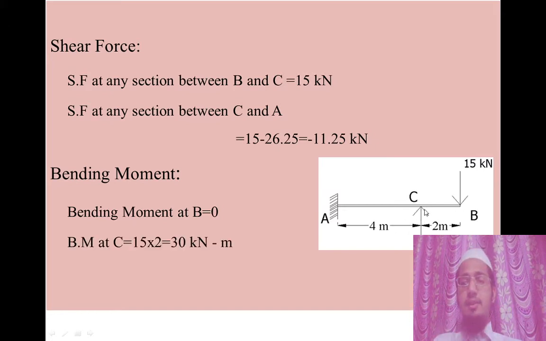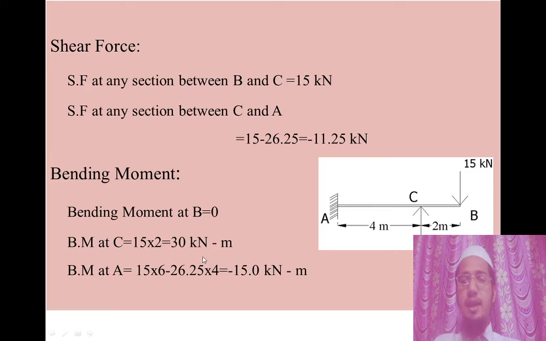Now moment at C, clockwise we are taking positive. 15 is clockwise into 2. 15 into 2 will be 30 kilonewton meter clockwise moment. Now moment at A, sum of all these moments, that is 15 into 6, total span, minus this upward anti-clockwise, which will be negative, 26.25 into 4. So we will get bending moment at A equals minus 15.0 kilonewton meter. Got it? Note it down.